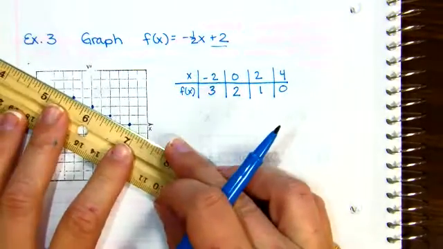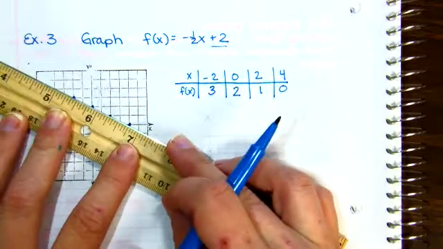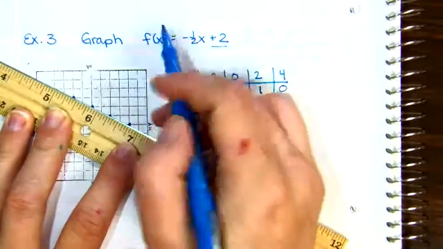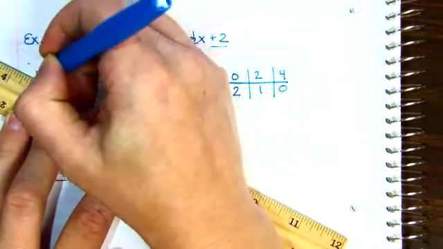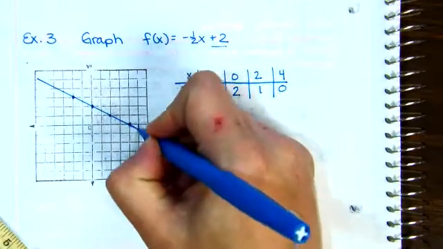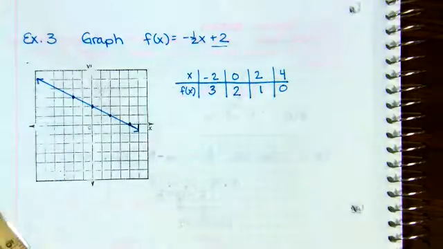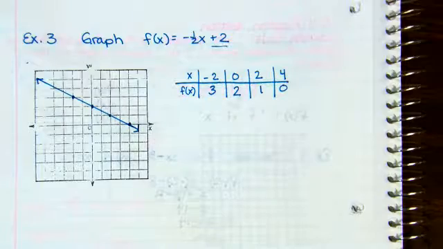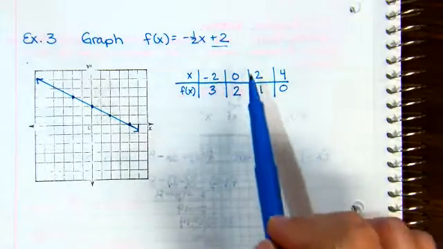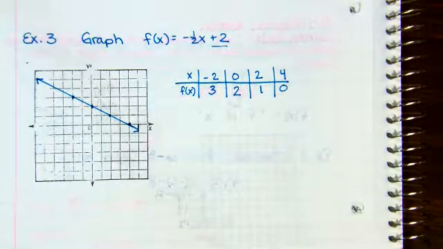I can connect these points because there's no context here. I'm just given this equation. This is a continuous domain. And there's the graph of my function, f of x equals -1/2 x plus 2. And I did that by making a table of values.